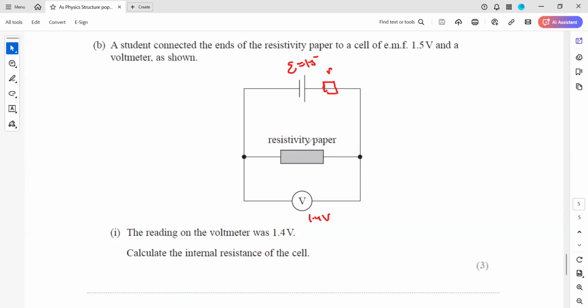The resistance of the resistivity paper, how much was it? It's a continuation of the question. It is 8.8 ohm. Because these two are connected in parallel, if it is 1.4 volts here, the same 1.4 volts will be here. So first we'll find what current will flow through this resistivity paper. V equals IR, so I is equal to V over R. The voltage is 1.4 and the resistance is 8.8. So 1.4 divided by 8.8.